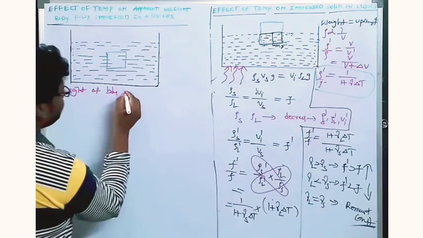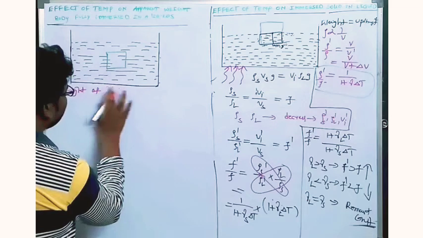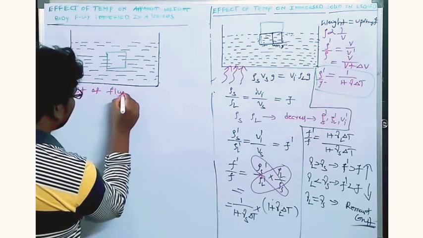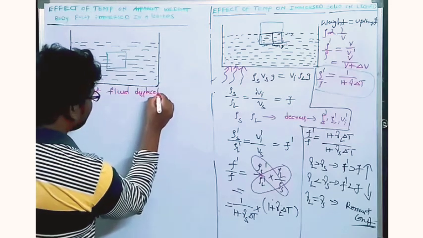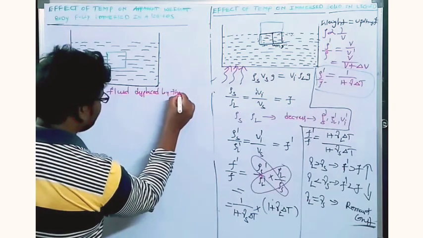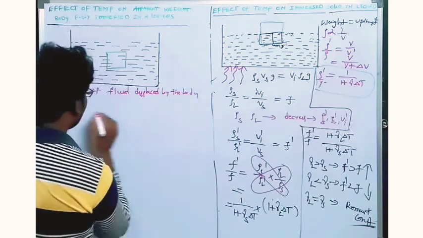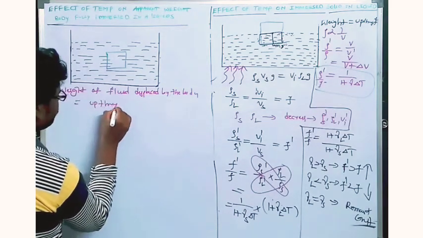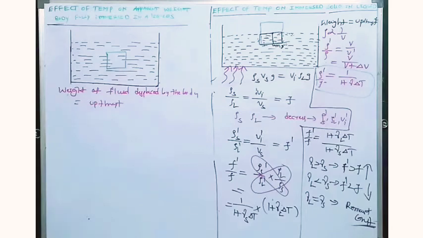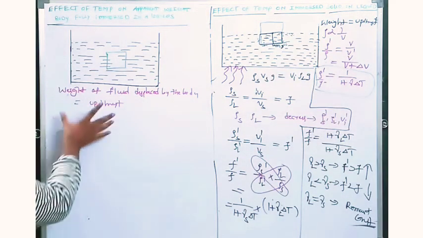So here I am writing that the weight of the fluid displaced by the body is equal to the upthrust force, or buoyancy force. So what is the meaning of this?